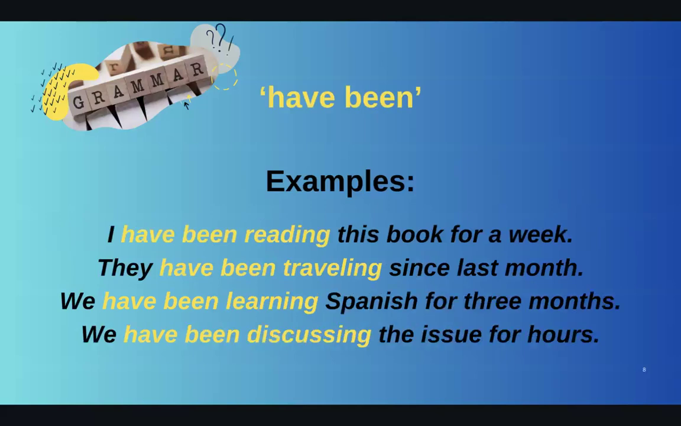Let's move to have been. Examples. I have been reading this book for a week. The action, which is reading, began a week ago and continues up to now. They have been traveling since last month. The traveling started last month and they are still traveling.